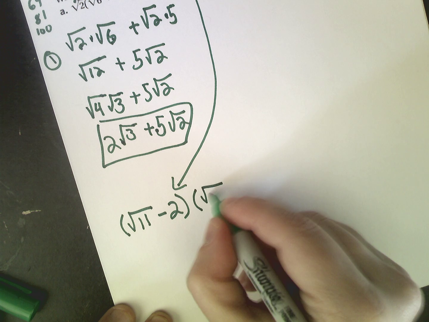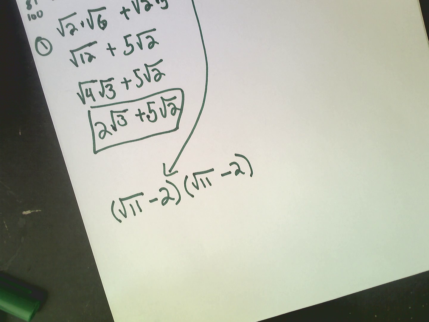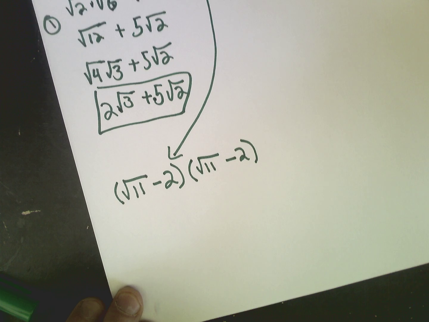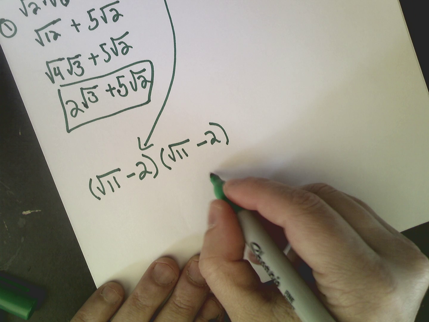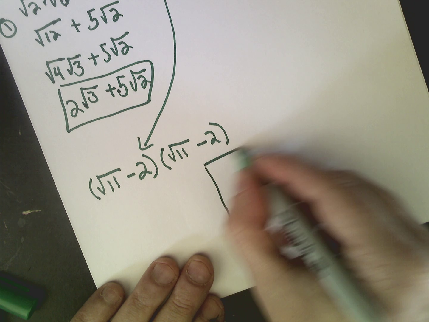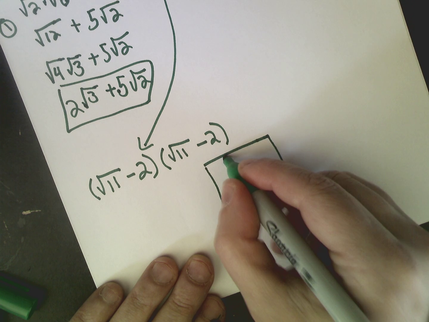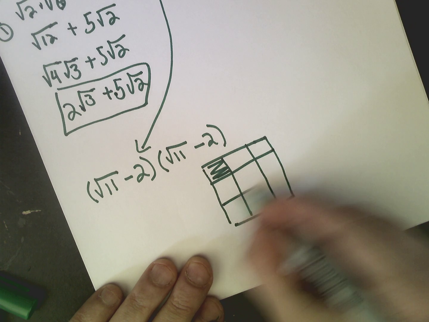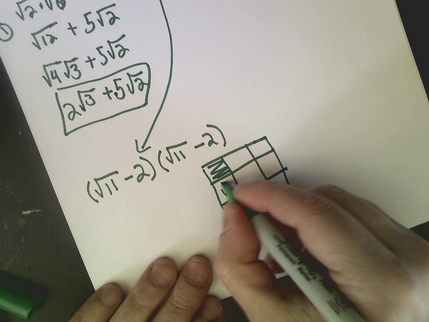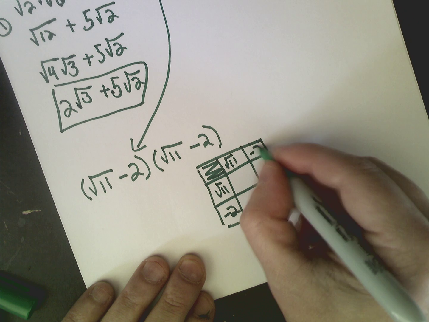I'm doing that. Now, I could do the distributive property here. I could do something else though. This would work as a FOIL problem or a box method. That's a 1, 2 by 1, 2. Using that old box method we used so many months ago. So I'll have a square root of 11 and negative 2. Square root of 11 and negative 2.